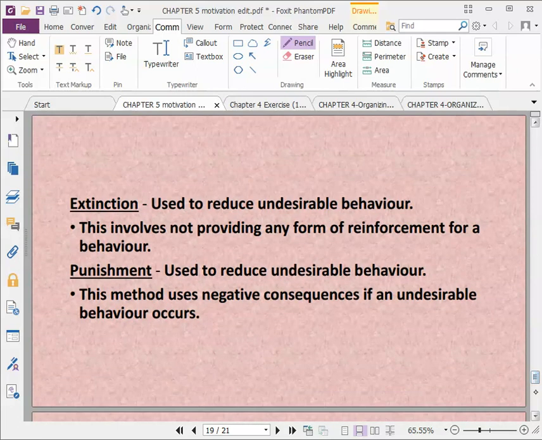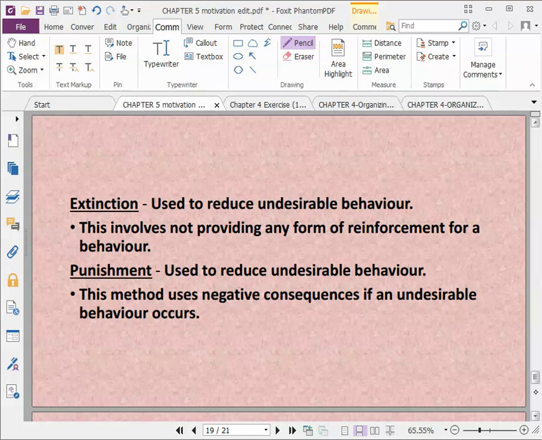Okay, how about the extension? Extension is used to reduce undesirable behavior. It means that some of the employees have done that undesirable behavior. Itu maksudnya extension. This involves not providing any form of reinforcement for a behavior. So that is an extension.